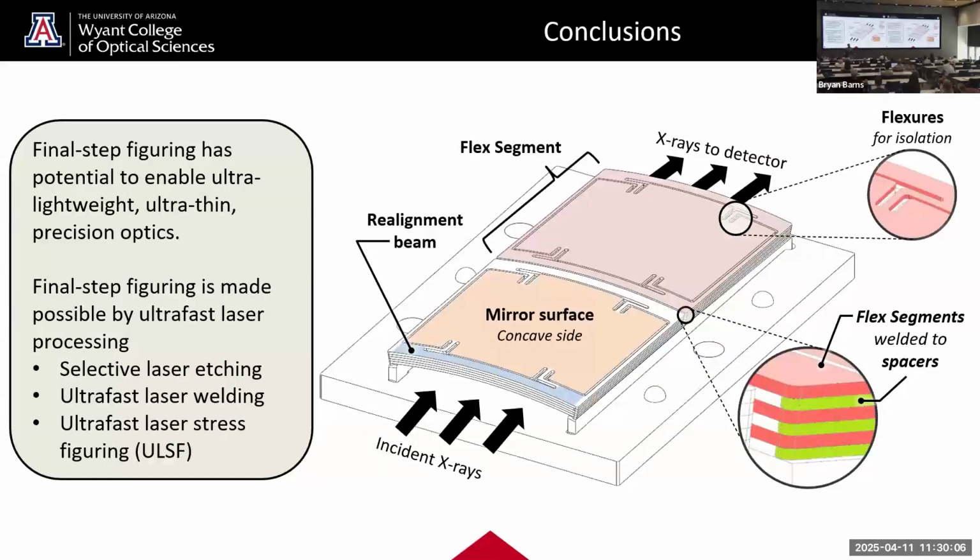I just want to wrap up by saying that this final step, the figuring process, I think, has the potential to give us ultra lightweight, ultra thin precision optics. This is not just for X-ray optics, although there is a very specific need for this in X-ray optics, but you can imagine building very thin optical systems for other wavebands: near infrared, visible, UV. This could allow you to make very thin, highly accurate surfaces that can be freeform surfaces, though not highly steep freeforms.